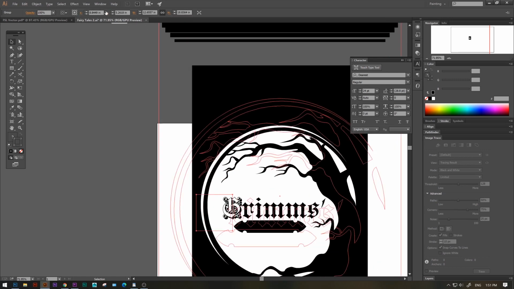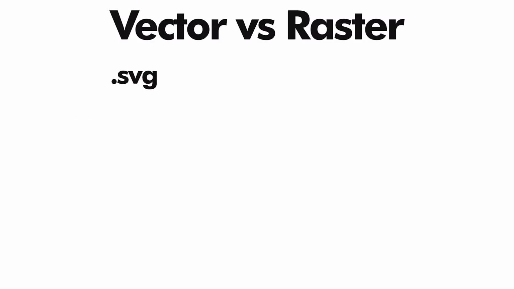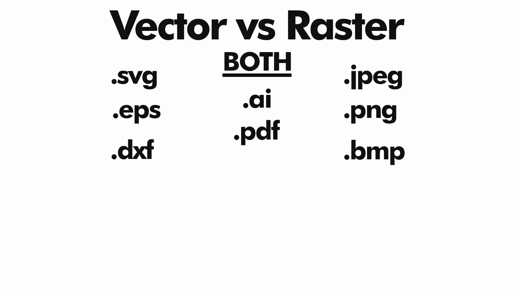Now here comes the tricky part. How can we tell the difference? Typically, you'd look at the file format. SVGs, EPSs, and DXFs are examples of vector files, while JPEGs, PNGs, and BMPs are examples of raster images. But some file formats, like .AIs or Illustrator files and PDF files, can contain both raster and vector data, making it tough to tell the difference without opening the file.